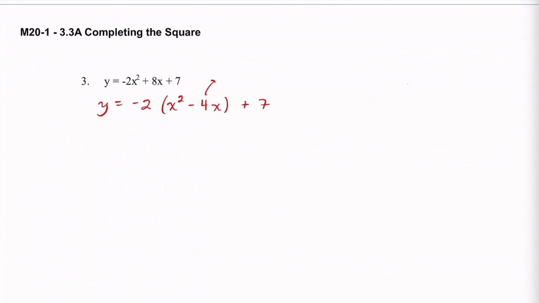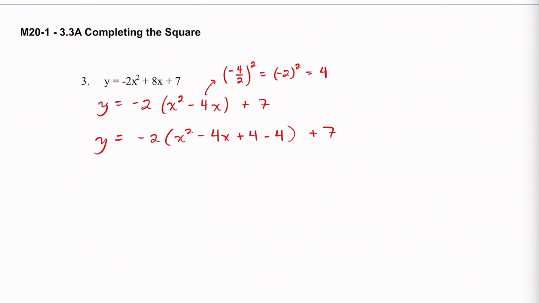Okay, take that middle term there. So -4, we're going to divide by 2 and then square. So that's just -2 squared. So we get 4. So we're going to plus and minus that 4 inside the bracket. So we got plus 4 and minus 4, and then plus 7 on the outside.